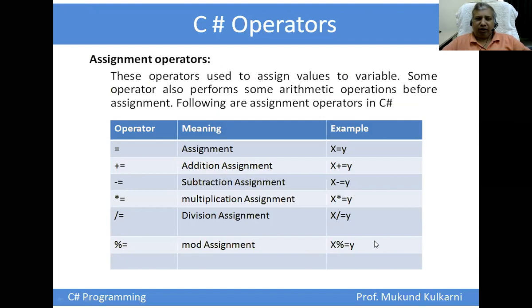Let us go for the next type of operators, assignment operators. These operators are used to assign a value to a variable. So at the right hand side there will be a value, and at the left hand side there will be a variable. So the value from the right hand side will be assigned to the variable at the left hand side. Okay. So the first one is equal to, it assigns the value of y to x, x is equal to y. Plus equal to, what will happen?